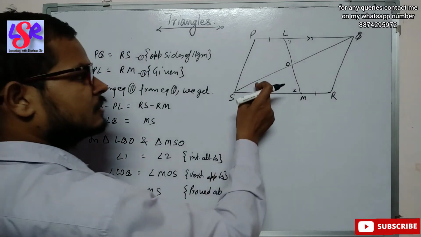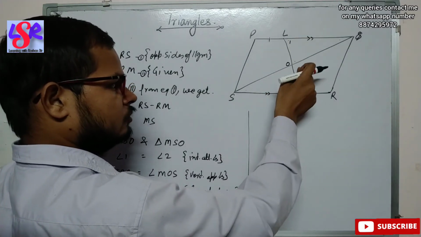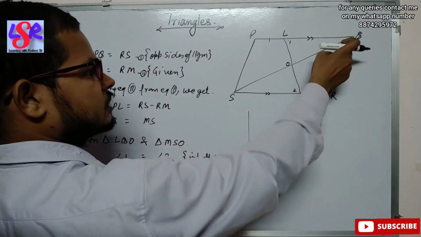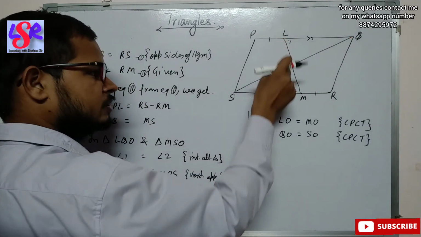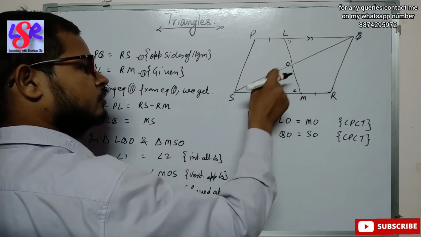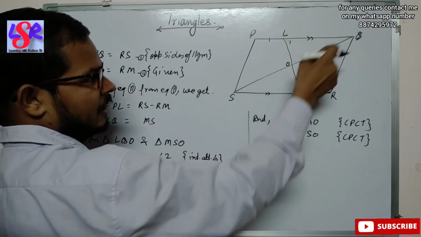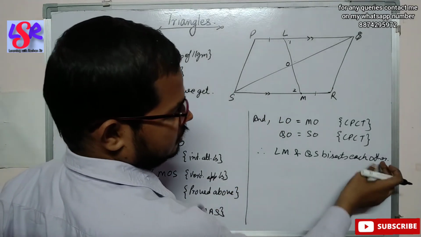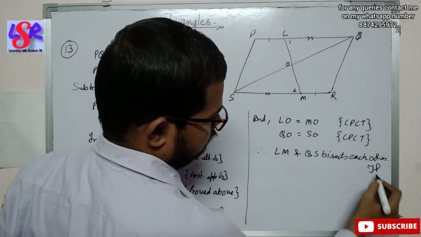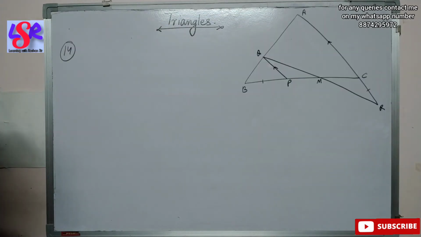And this LO will be equals to MO by CPCT. Also, this QO will be equals to SO by CPCT. Now, as this LO is equals to MO and QO equals to SO, therefore LM and QS bisect each other. Here we get LM and QS bisect each other. Hence, proved. Now let's see question number 14.